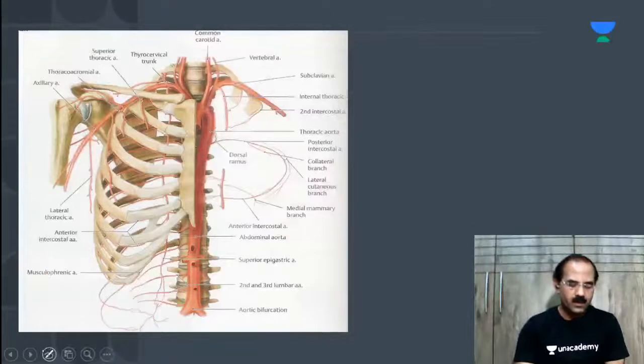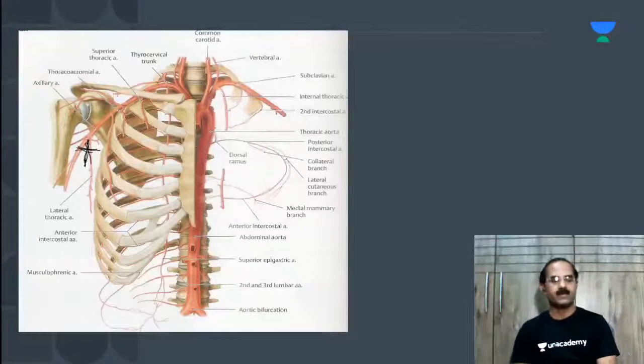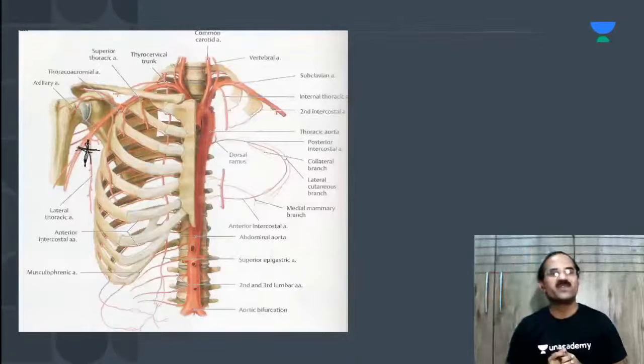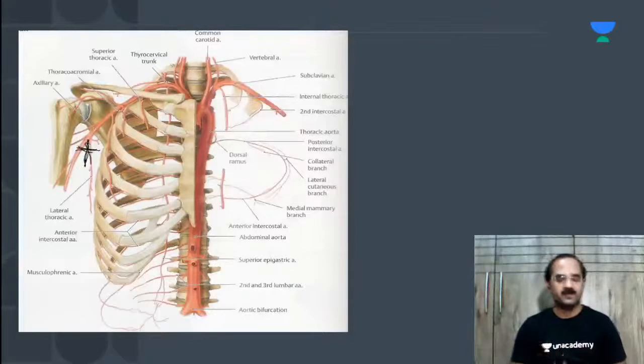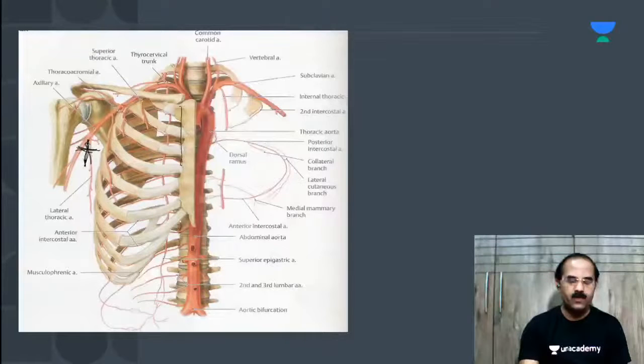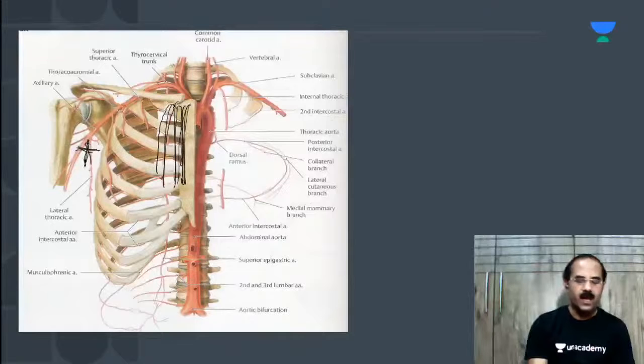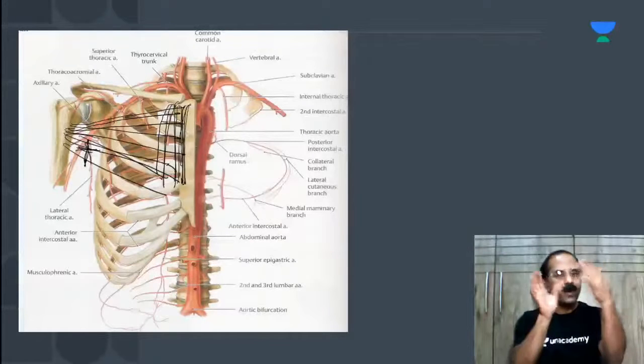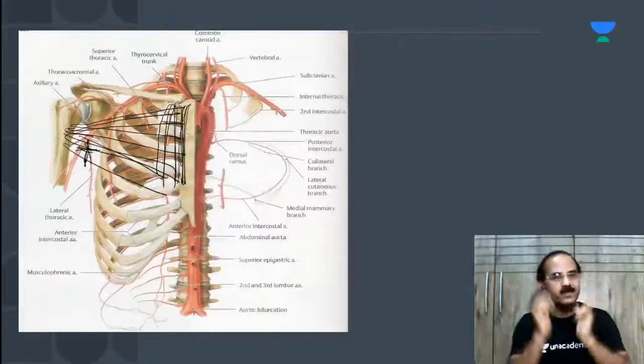Tell me now, this area that you're looking at, this is the axilla. Okay, this is the axilla. So now, what are the boundaries of the axilla? The muscles which begin from the sternum and the costal cartilages and go towards the humerus, what boundary are they going to form? That means the axilla will have various boundaries.